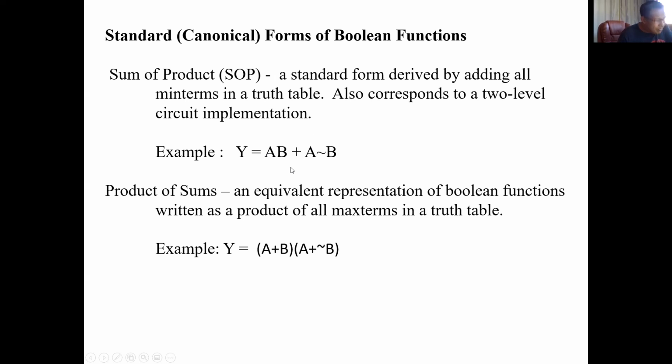The other way to write a Boolean function is in product of sums, where each term is a sum, not a product. So this is called a max term form. The equivalent is A plus B times quantity A plus not of B. These are the same functions written in two different forms, one in sum of products, the other in product of sums. Any questions so far?